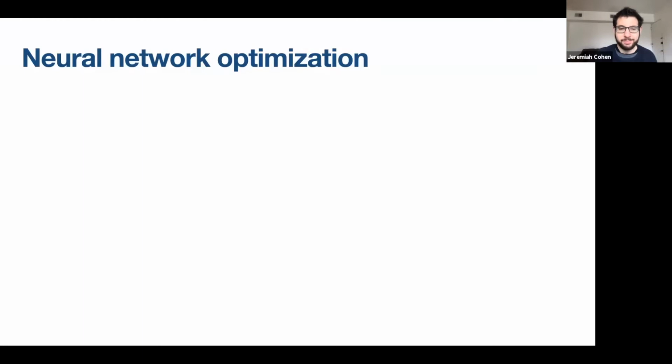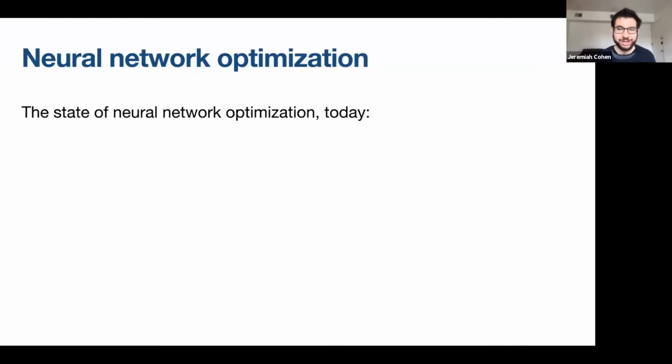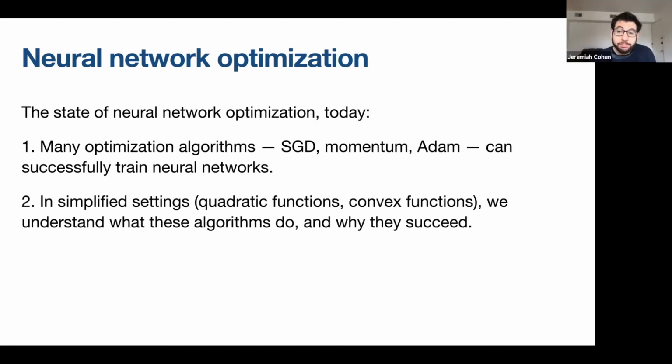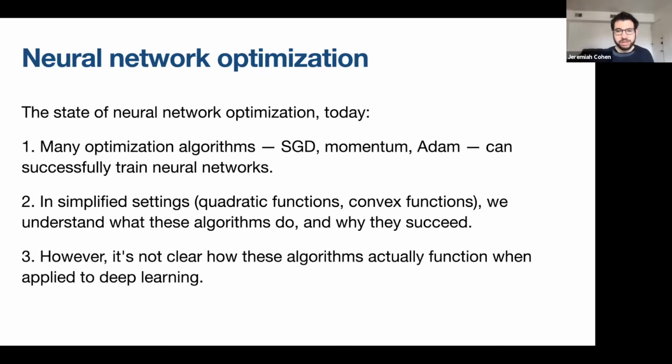I would describe the state of neural network optimization today as follows. On the one hand, we have a number of optimization algorithms that can successfully train neural networks: SGD, momentum SGD, Adam. Furthermore, in some simplified settings, like on quadratic objective functions or convex objective functions, we understand what these algorithms do. We get why they work. But when it comes to neural network training, we really have almost no understanding of how these algorithms actually function when you let them loose on a neural network training problem.